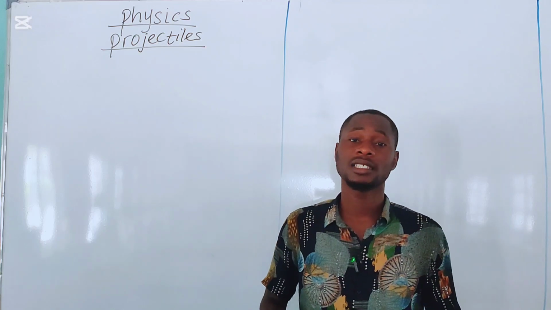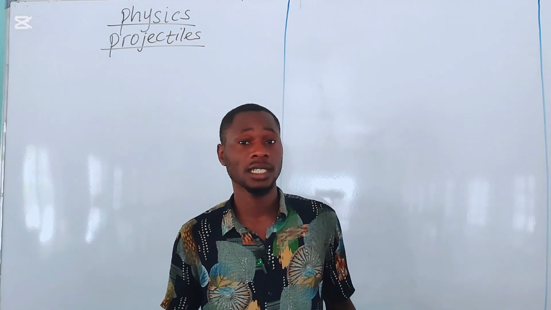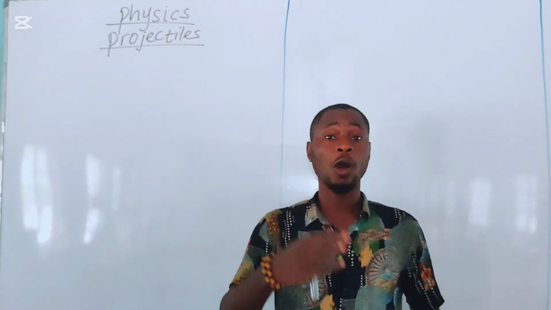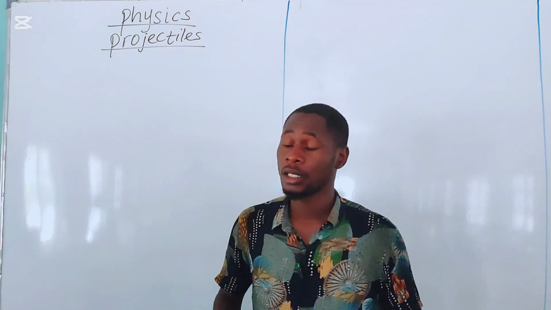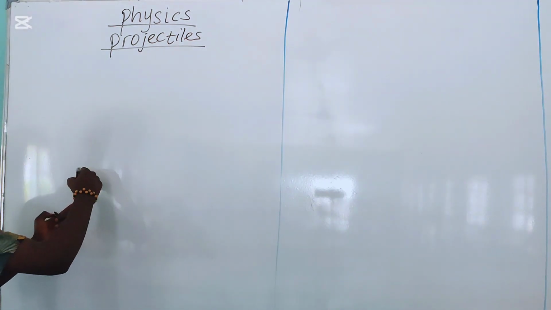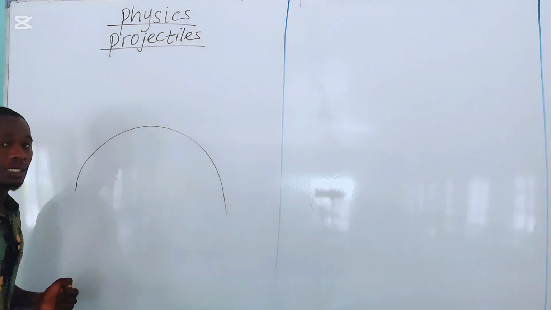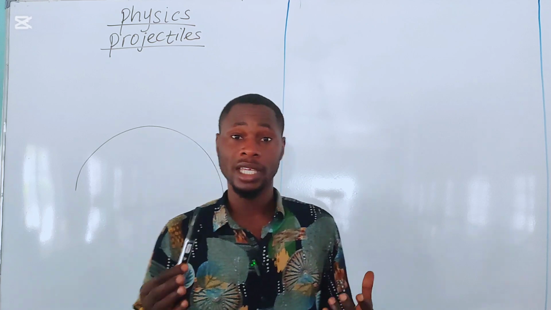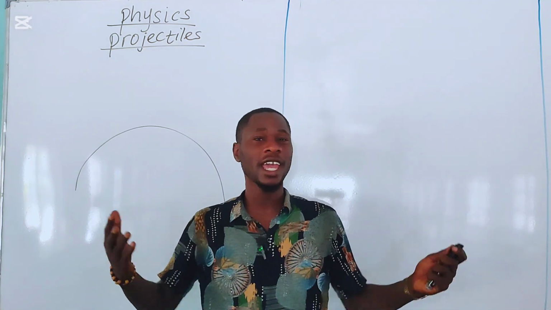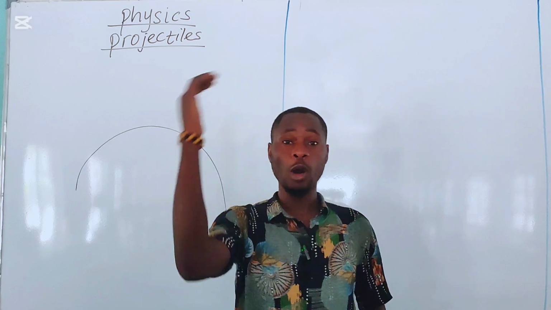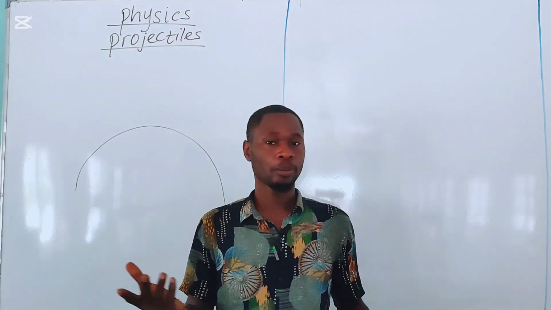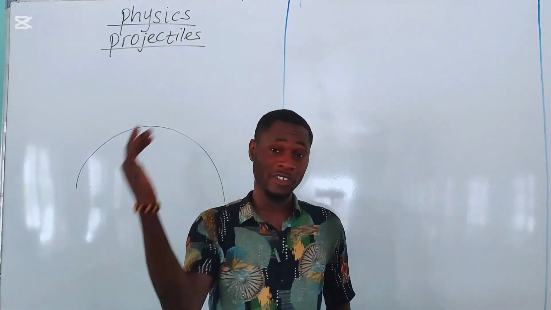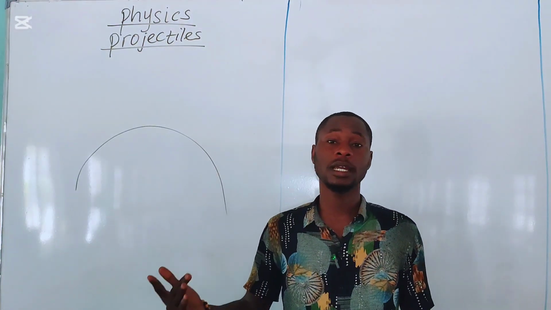Today, we will be looking at projectile. And what is a projectile? A projectile is any object that is thrown into space that moves in a curved or parabolic path. So any object we throw into space that moves in a curved path is called a projectile. It can be a stone, this marker I'm holding, a ball, any object. So long as that object moves in a curved path, it is called a projectile. And projectile motion is the motion of an object along that curved or parabolic path.